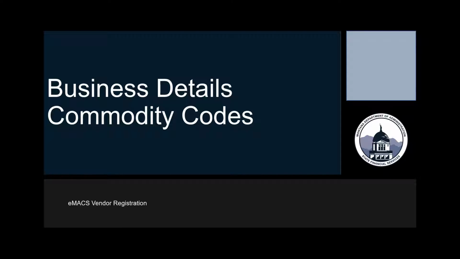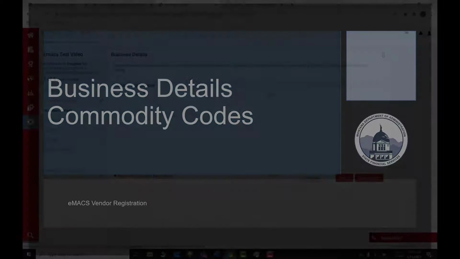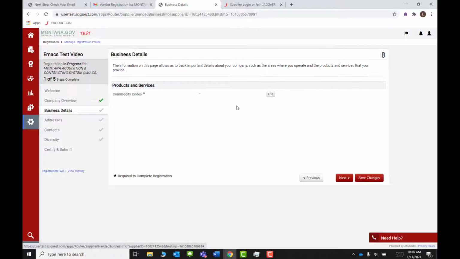The next step is business details or commodity codes. So on this page, you're going to select the commodity codes that best fit your business. And these commodity codes will allow you to receive notifications regarding bids and events that are out there through the state of Montana. So you want to click Edit.